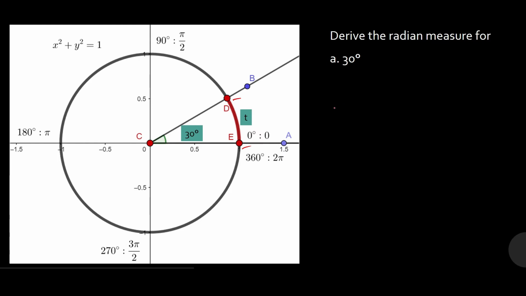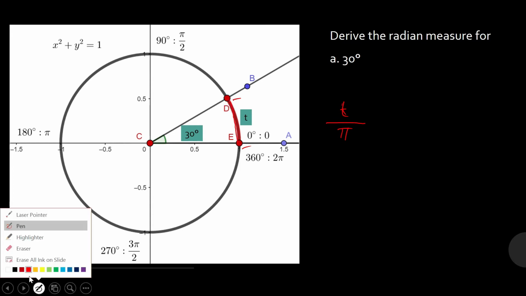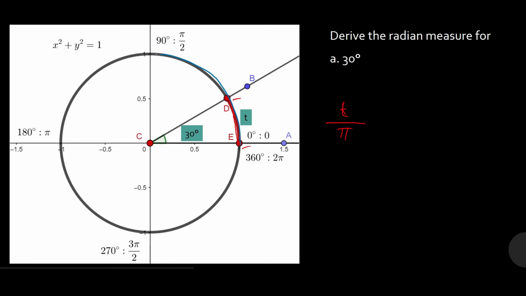Well, we shall take advantage of the properties of proportionality. The degree measure is directly proportional to the radian measure. So with that in mind, the ratio of T, the length of that arc DE, to pi. What is this, T over pi? It's the ratio of this arc to the length of half of the circumference of our circle. That ratio is equal to the ratio of 30 degrees to 180 degrees.